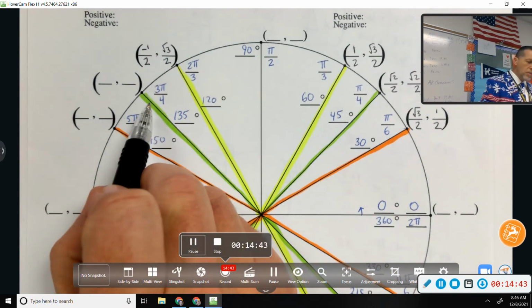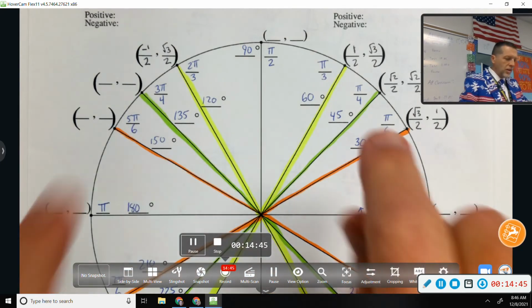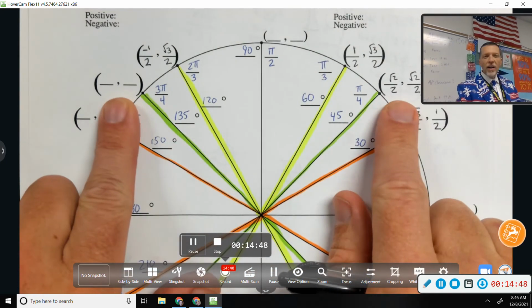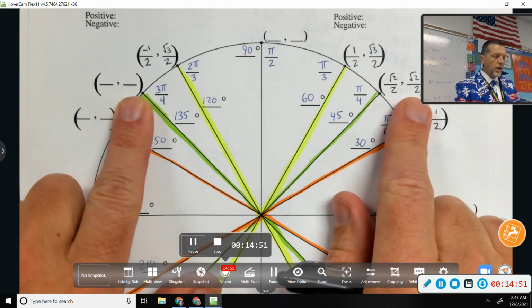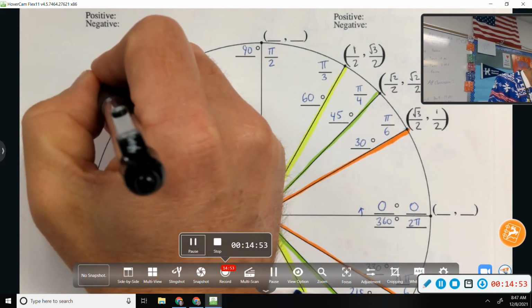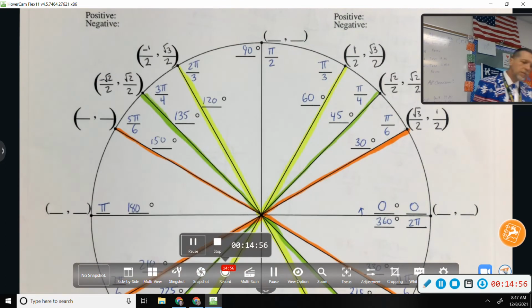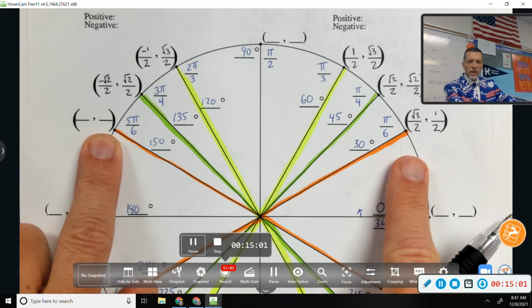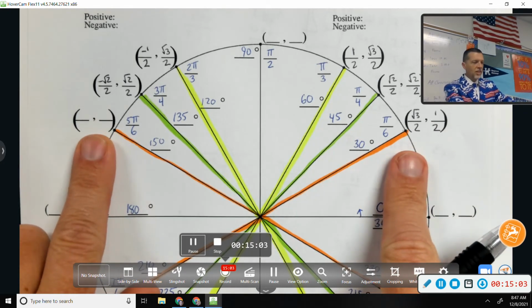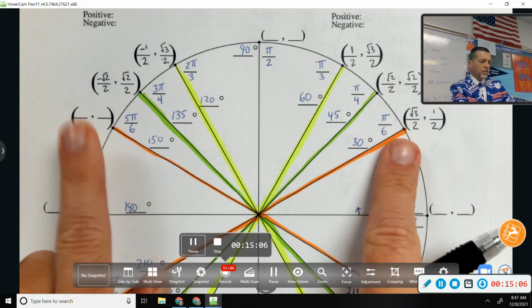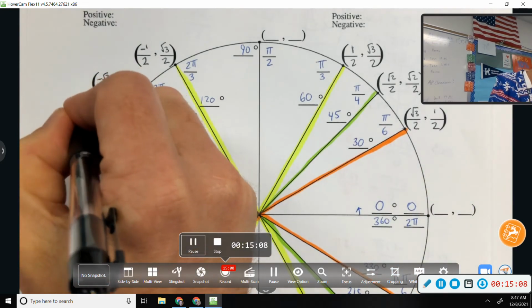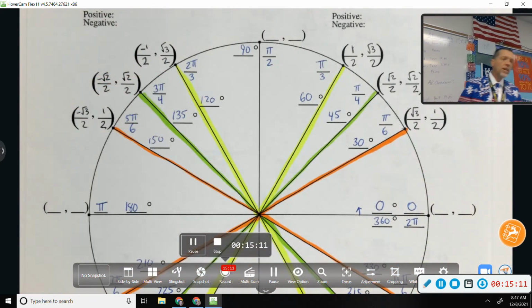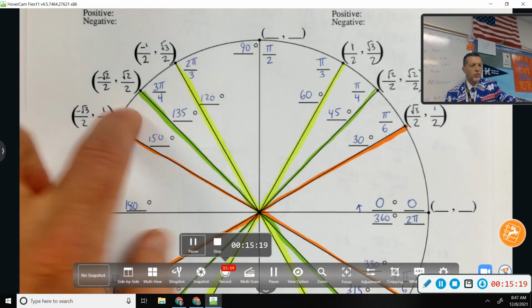So at 3 pi over 4, it's going to be sort of the same values as pi over 4, but the x is negative and the y is positive. Same thing at 5 pi over 6 and pi over 6. There's lots of symmetry going on. The x will be negative, the y will be positive. And that's why I said you have to know the first quadrant. After that, you can figure it out because of who's positive and who's negative.